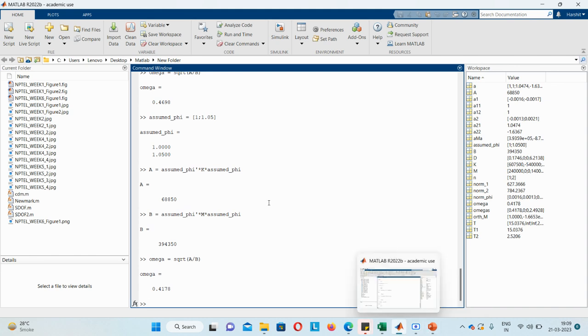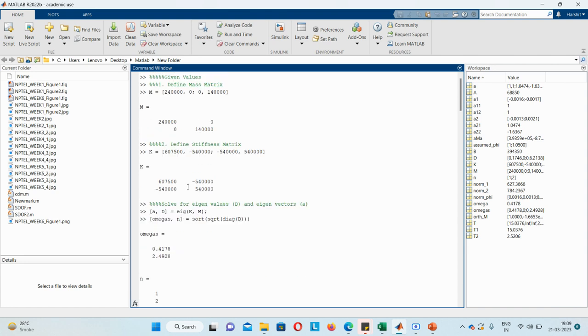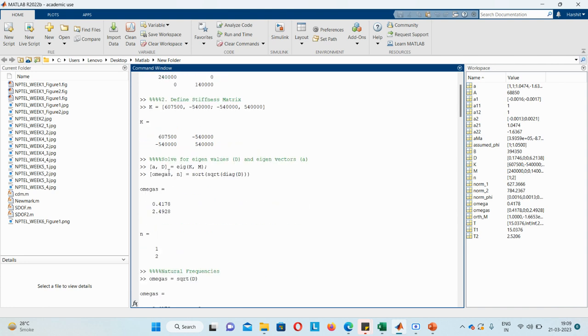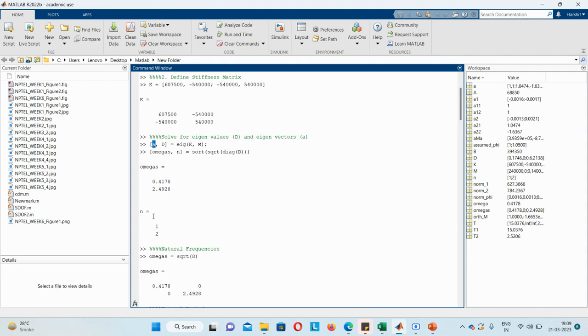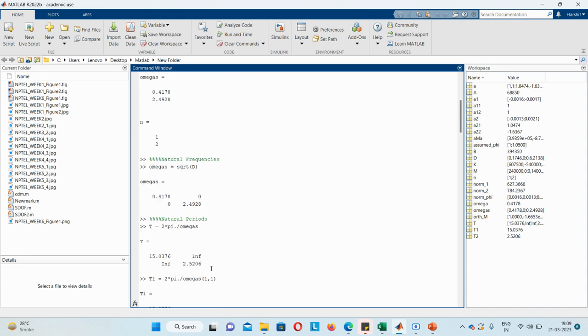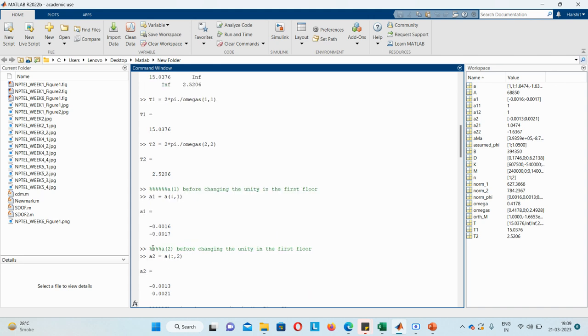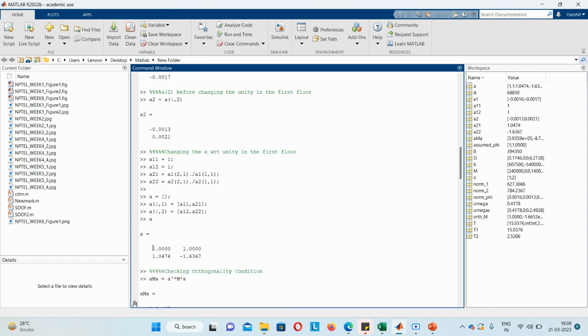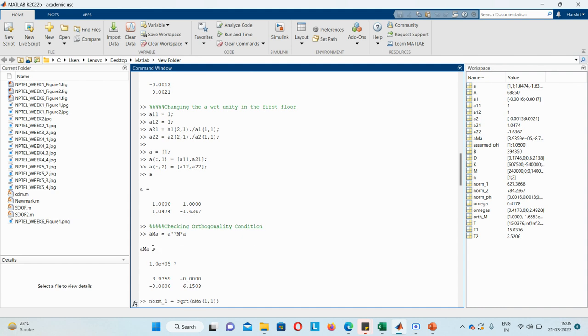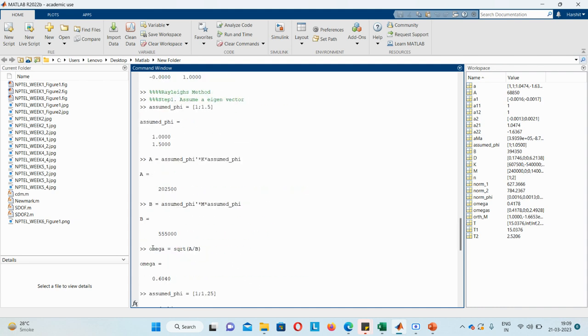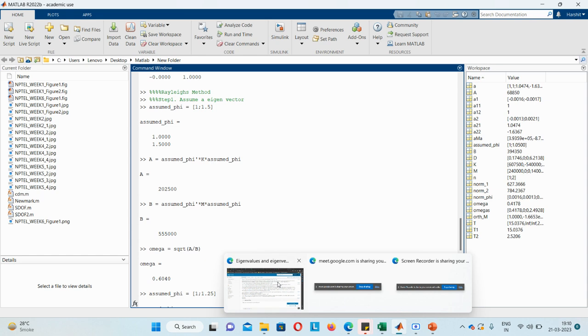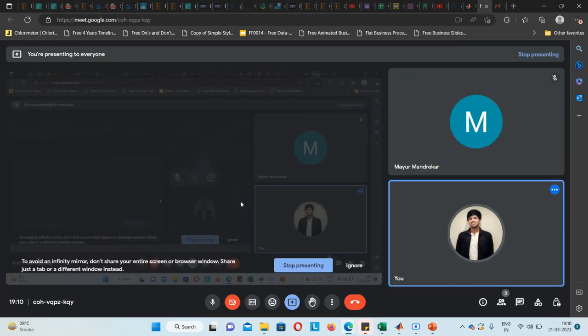So I hope this MATLAB tutorial was clear. In this we first saw how we can use the eigen function of MATLAB, what outcomes we obtain from it, how to read the matrix obtained from the eigen function, and how we can obtain the natural frequency and the modes of vibration. Then we saw how the time period can be calculated based on those natural frequencies, and then we saw how we can change the response of a particular floor to unity and get the other responses, and then we saw how to check the orthogonality condition for mass, and at last we saw how the Rayleigh method can be applied and how it is an upper bound method. I hope the MATLAB tutorial was clear.